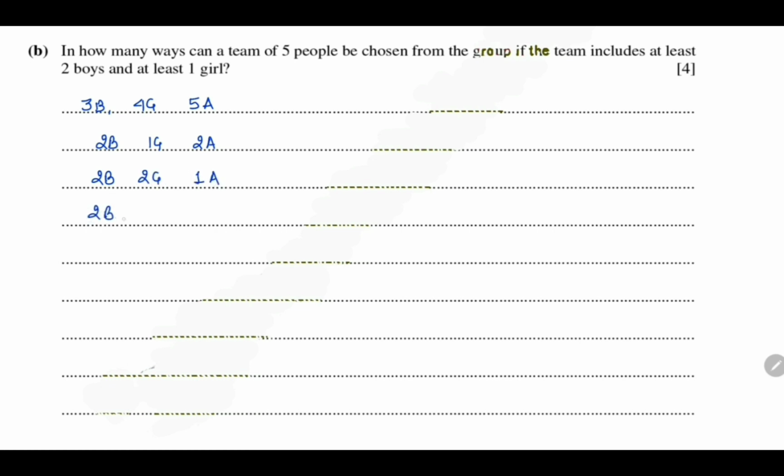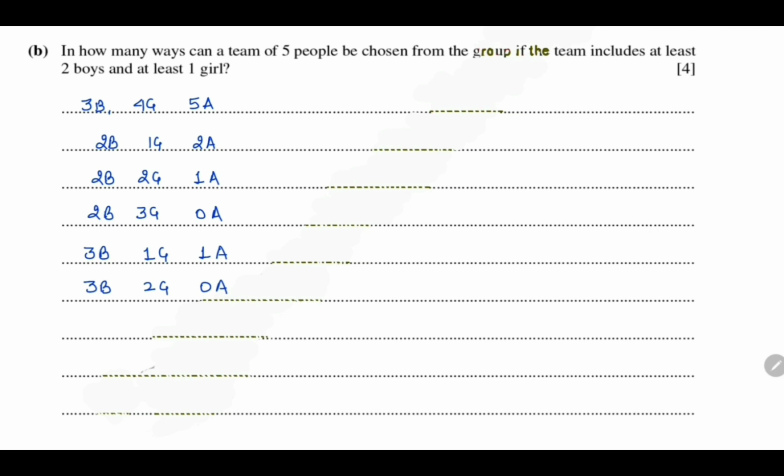2 boys, 3 girls, 0 adults. 3 boys, 2 girls. Okay, take 1 girl first: 3 boys, 1 girl, and 1 adult. And 3 boys and 2 girls with 0 adults.